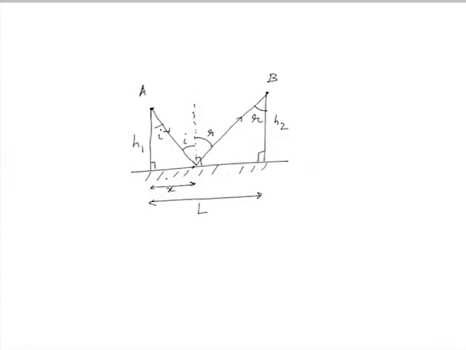I haven't labeled these points. The foot of A on the mirror is P. Let me call the point at which the light is incident O, and let me call the foot of B Q. So PQ is L, PO is x, the height of A from the mirror is h1, and the height of B from the mirror is h2.